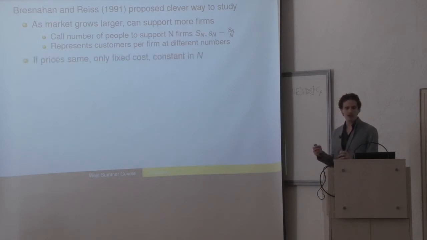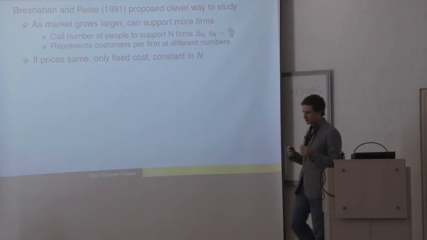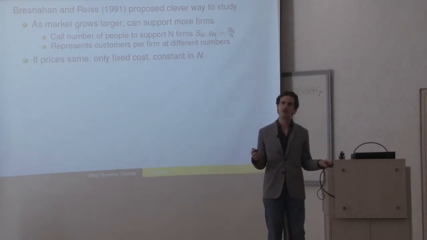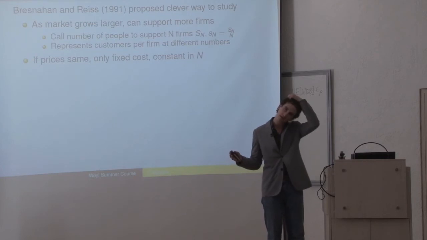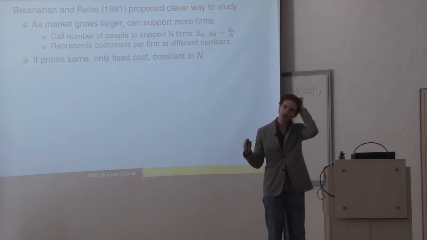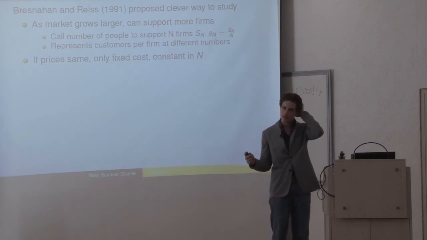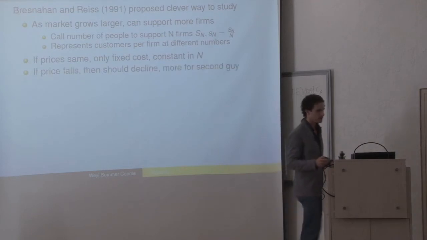Now imagine that prices stayed the same as the number of firms increased, and the fixed costs were all the same for all people in the market. Then this number would be constant in n, right? It's going to take 100 people to support the first doctor, 200 people to have 2 doctors, 300 to have 3, etc. That would be true if the prices stayed completely the same as the number of people increased, right?